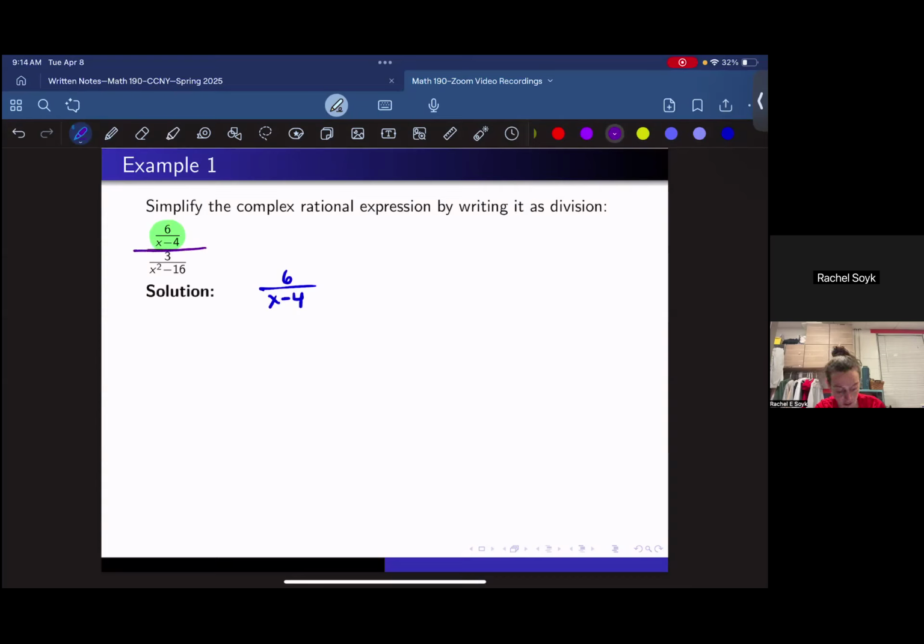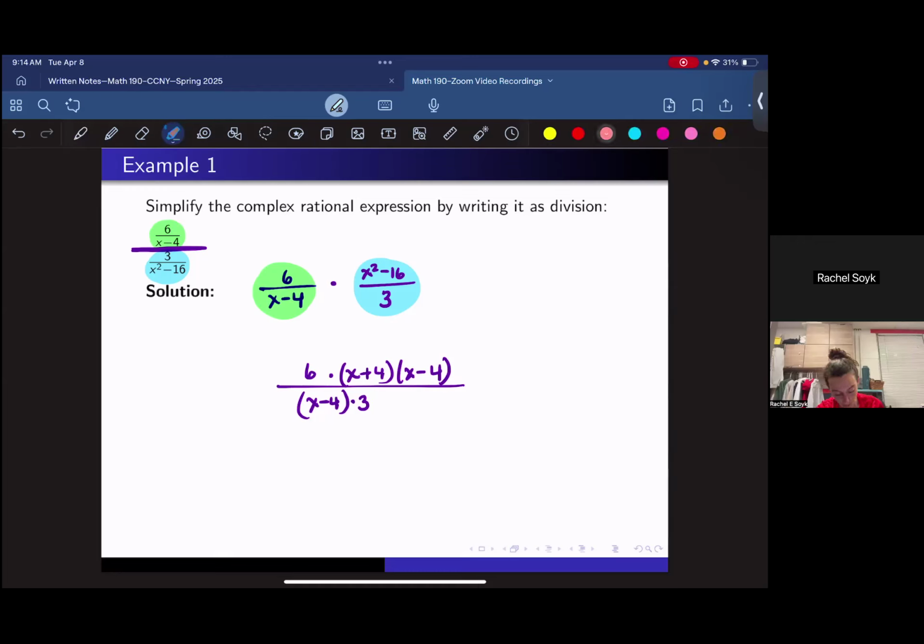So if you want, you can jump straight into keep change flip to look at it from a product perspective. And so when you do that, what is this going to look like? We have 6 over x minus 4 times x squared minus 16 all over 3. Now that x squared minus 16 is really standing out to me because that's a difference of squares. That can be broken up into x plus 4, x minus 4. And when you're multiplying, you're just multiplying all of the numerators and all of the denominators by themselves. So we can put this all under one fraction now.